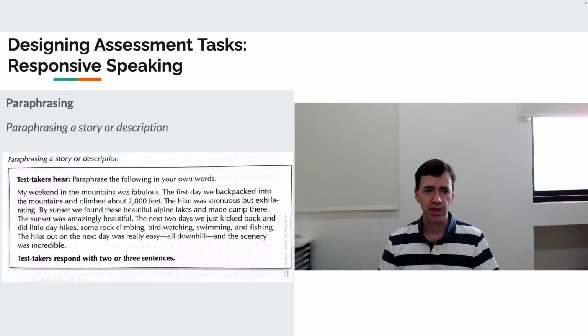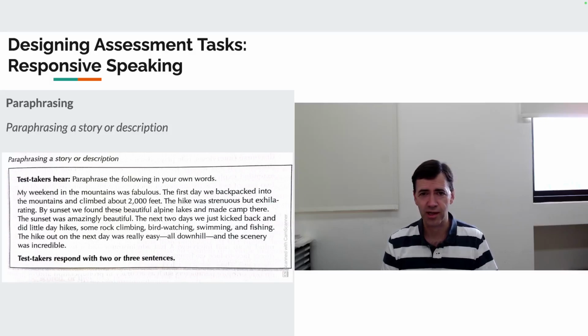Okay, another type is paraphrasing. So what you can do is have them paraphrase a story or a description. So test takers will hear this, and then you have them paraphrase it in 2 or 3 sentences. This is a very challenging type of task, but can really test their ability to produce language.